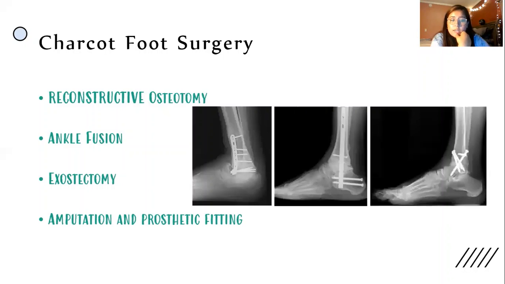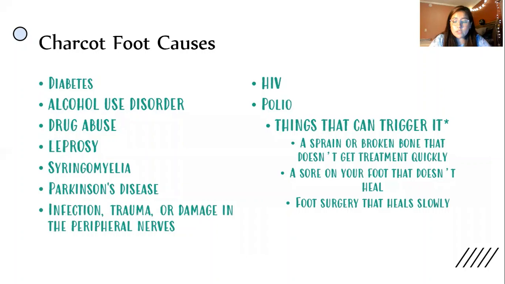There's exostectomy, which is the removal of plantar prominences, which might cause ulcers to form. And there's the final choice that no one wants to go through, which is amputation and prosthetic fitting, but sometimes that is the option if the infection has really gotten worse to the point where amputation is required.